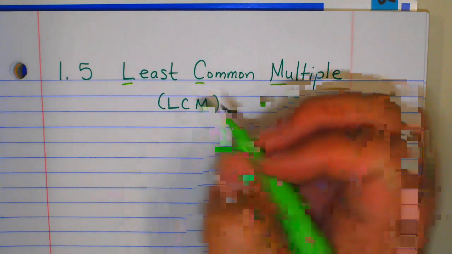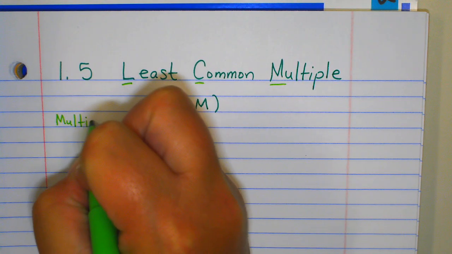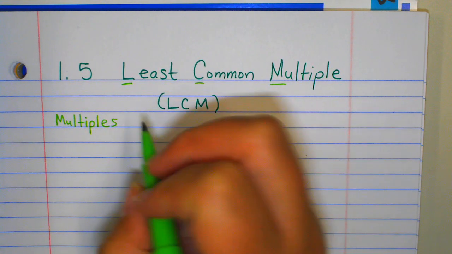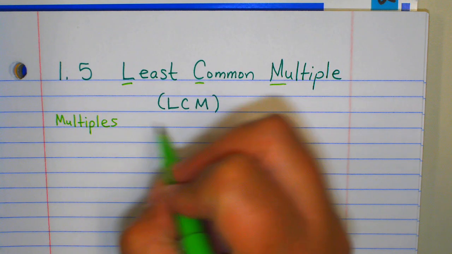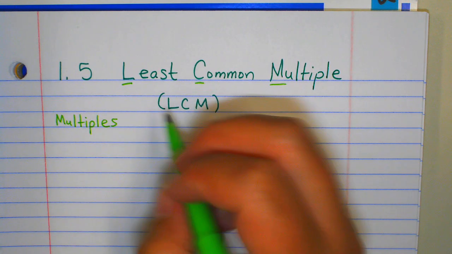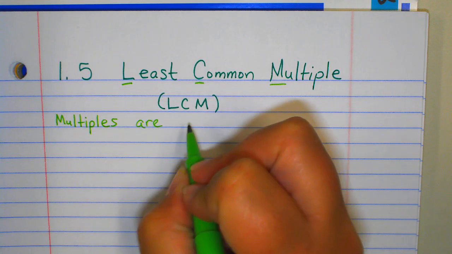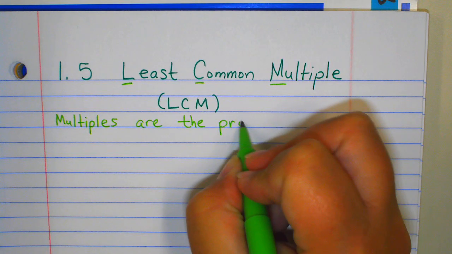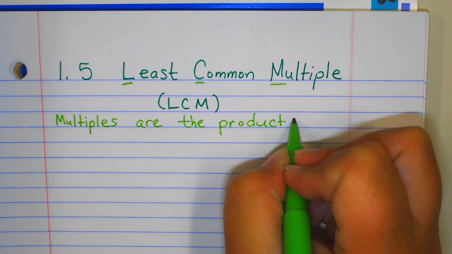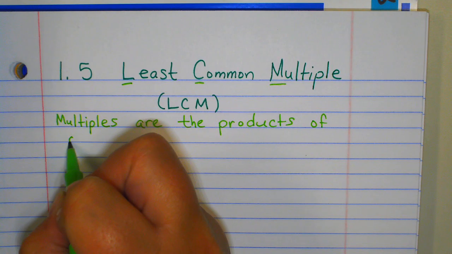Up until now, we spent a lot of time talking about factors, but now we're going to switch gears a little bit and talk about multiples. So let's write down a definition of what we'll use to describe multiples in class. Multiples are the products of a number. Again, we need to remember that products mean the answer to a multiplication question. So anytime we see product, we're dealing with multiplication.